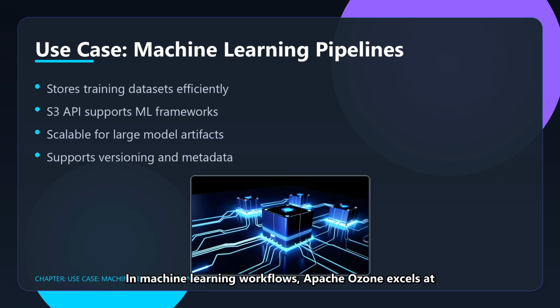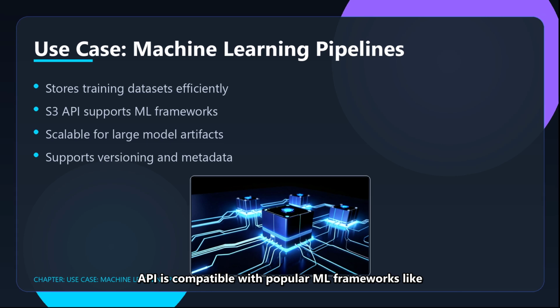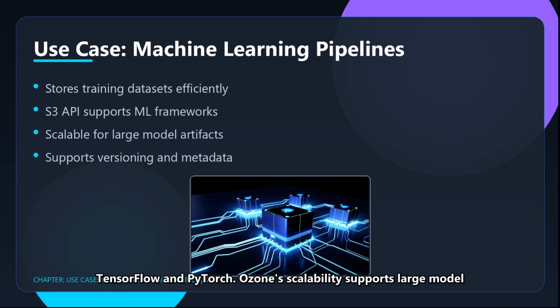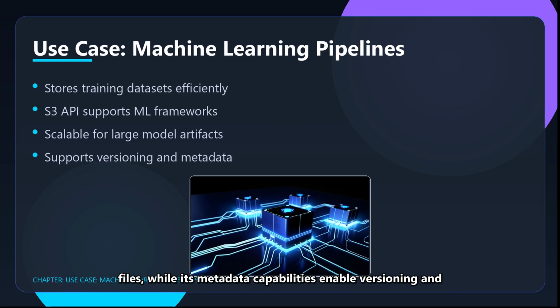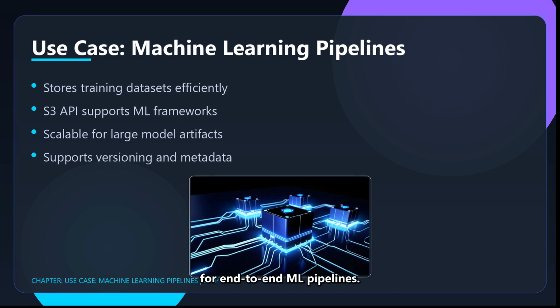In machine learning workflows, Apache Ozone excels at storing training datasets and model artifacts. Its S3 API is compatible with popular ML frameworks like TensorFlow and PyTorch. Ozone's scalability supports large model files, while its metadata capabilities enable versioning and lineage tracking. This makes it a strong backend for end-to-end ML pipelines.